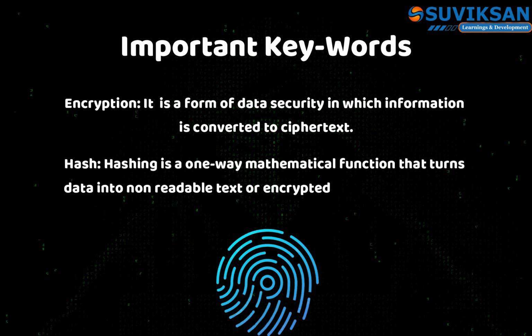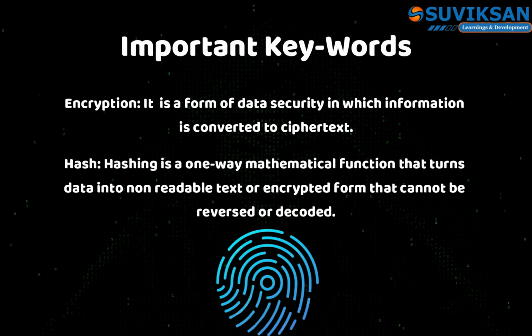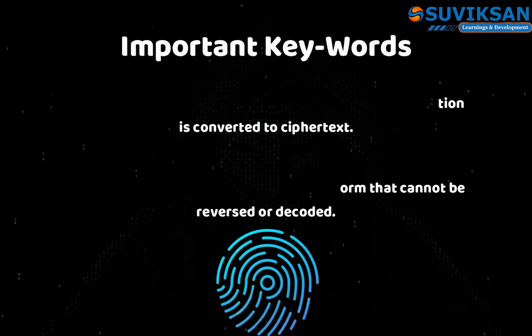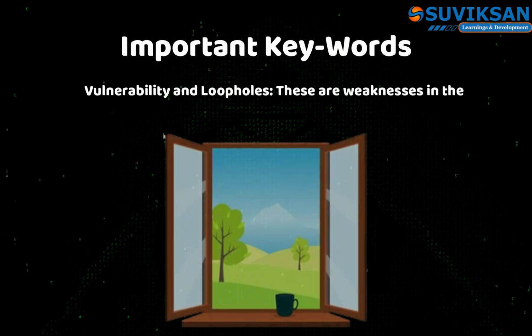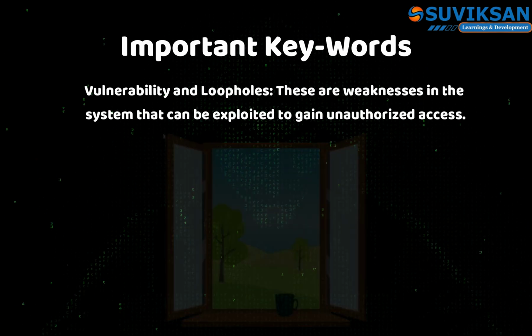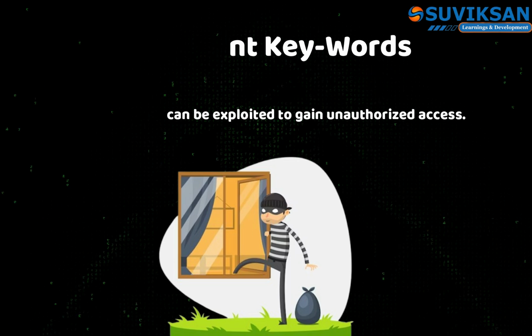Hash. Think of a hash like a fingerprint for data. It's a unique code generated from your password. Even a tiny change in the password will create a completely different hash, making it a one-way process. Simply, it can't be decrypted easily. Vulnerability and loopholes. These are like open windows in a house that a thief can use to get in. In computers, vulnerabilities are weaknesses in the system that can be exploited to gain unauthorized access.